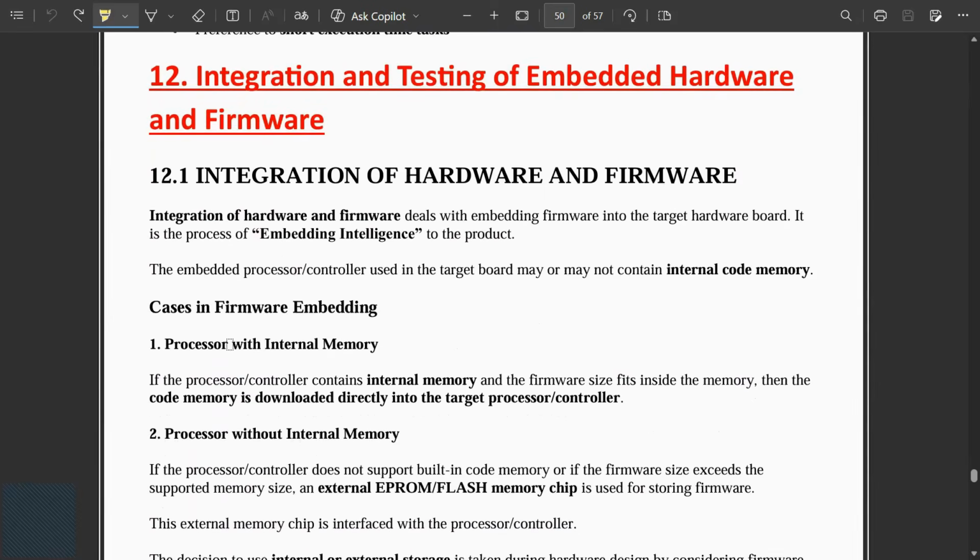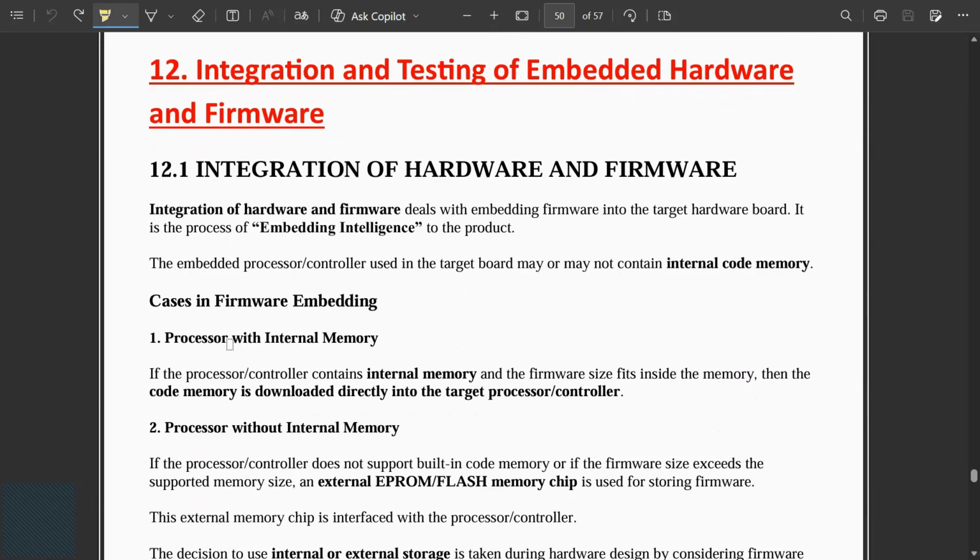Next is integration and testing of embedded hardware and firmware, that is software. This is an important part and the last question of this module that you can expect, because it has been asked in almost 2 to 3 papers. Integration of the hardware and software deals with loading the software into a target hardware board. This process is called embedding intelligence into the product.